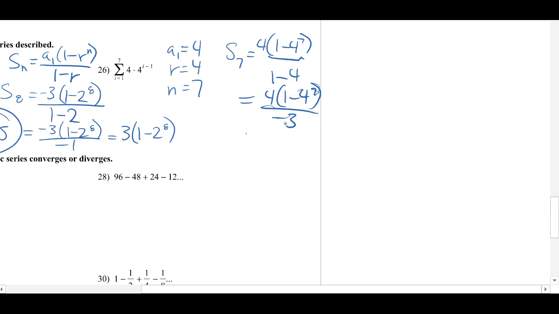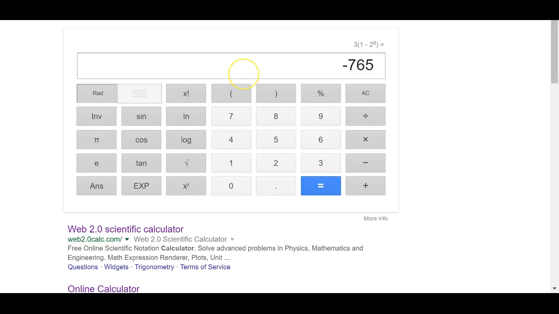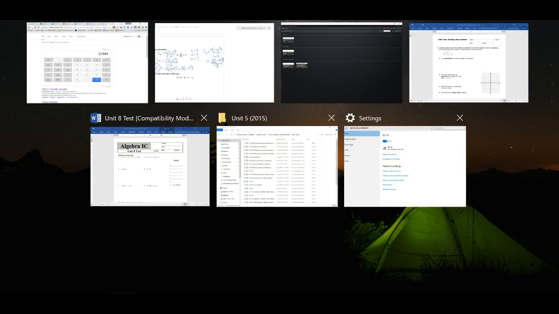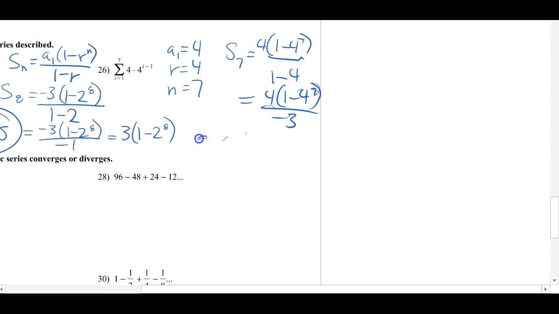And so I'll just punch all that in. So 4 times 1 minus 4 raised to the 7th, in parentheses. So let's figure out what that is, and then divide that by 3. So negative 21,844. So S7 equals negative 21,844.